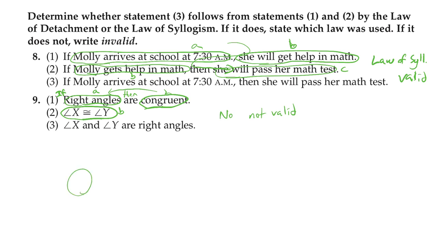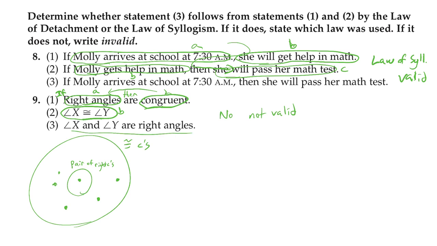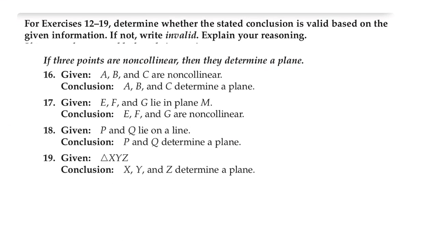So again, here we have a pair of right angles, and here we have all congruent angles, right? Yes, sure, if we have two right angles, they're congruent, but there's lots of other congruent angles, like vertical angles. So we don't know the converse is true. In fact, we know it is not always true. So no, not valid. If they had told us that these are right angles, then we could go, heck yeah, we know they're congruent. That's the law of detachment. But they did it in reverse. They told us the conclusion was true. Okay, let's just do a couple more examples here.